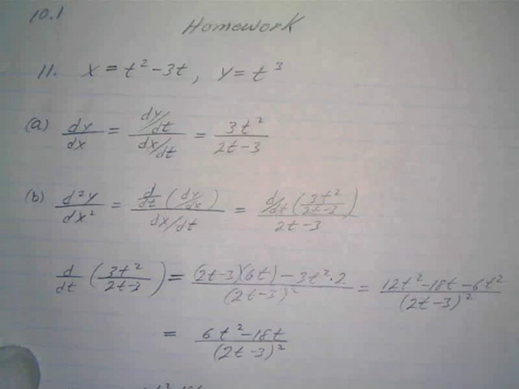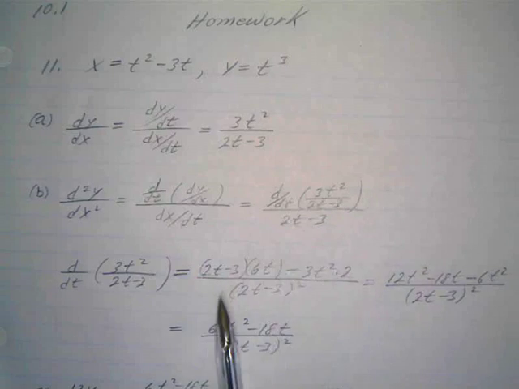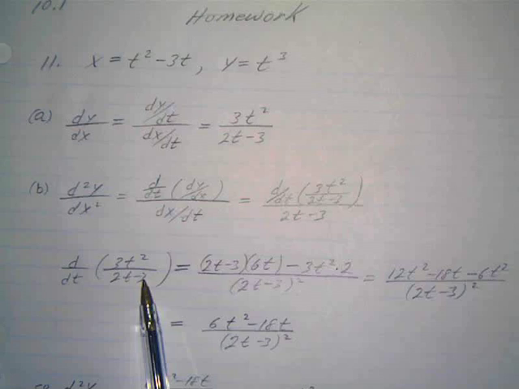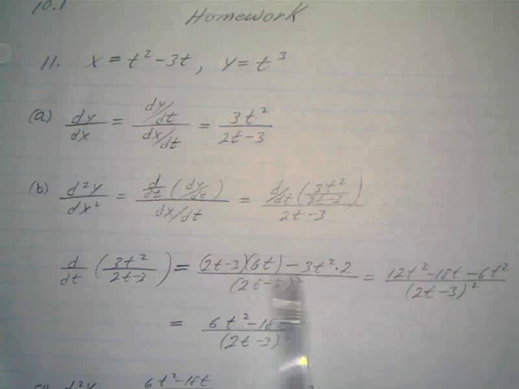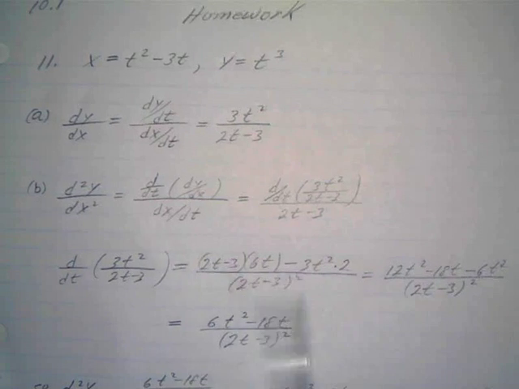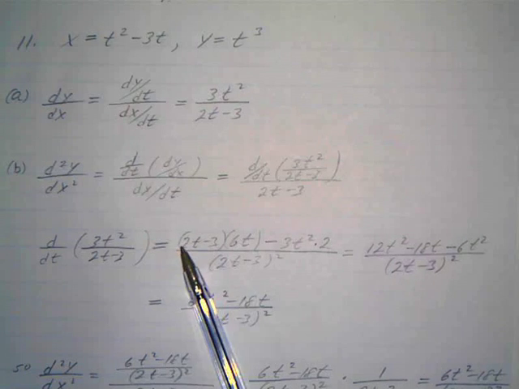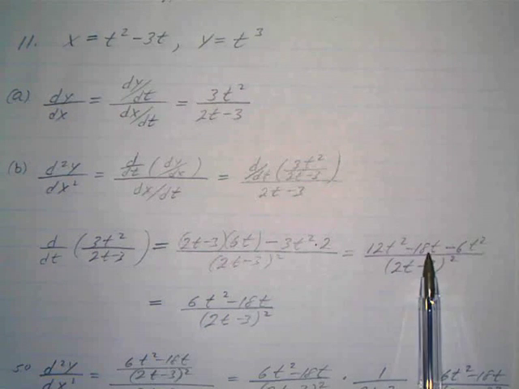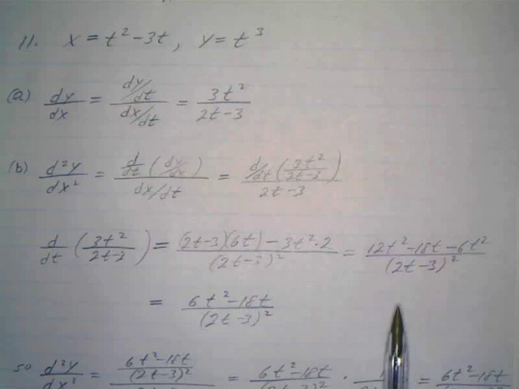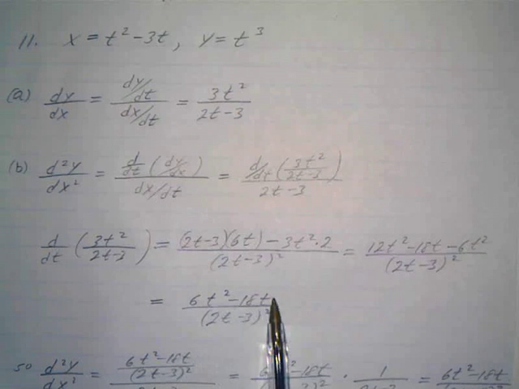And I'll have to use the quotient rule, so I did that separately over here, so you can see this over here. So the derivative of the numerator is going to be low d high, less high d low, the derivative of 2t minus 3 is 2. Denominator squared below. Then I simplified this. Use the distributive property, 12t squared minus 18t, and then minus 6t squared. Again, same denominator squared below. And then 12t squared minus 6t squared is 6t squared minus 18t all over this.